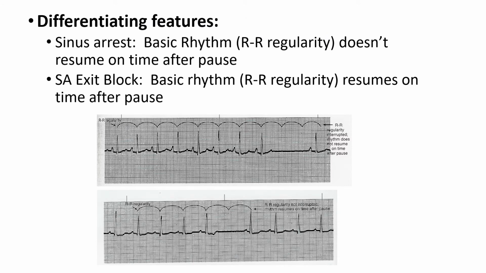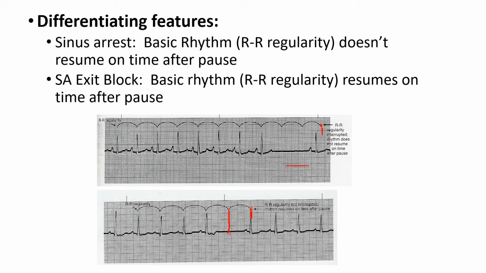So again, sinus arrest, it's a basic rhythm. The R to R is regular, then you have this pause, but it doesn't resume on time after the pause. And in a sinus exit block, your SA node generates the impulse on time, but it is blocked from being conducted in one or more of the complexes. So top one, this is a sinus arrest. It did not come back on time, and in sinus exit block, it did come back on time. And that's the only difference between these two types of pauses.